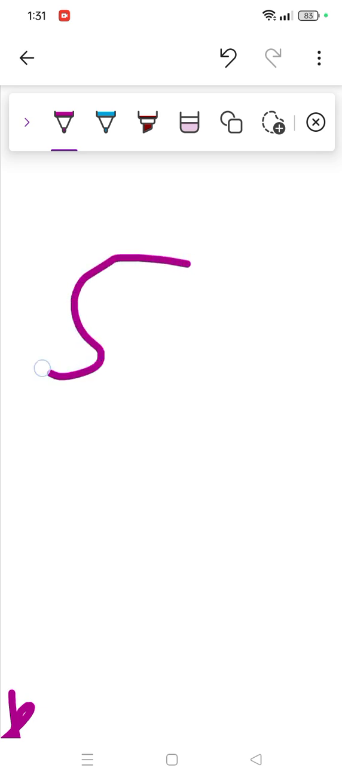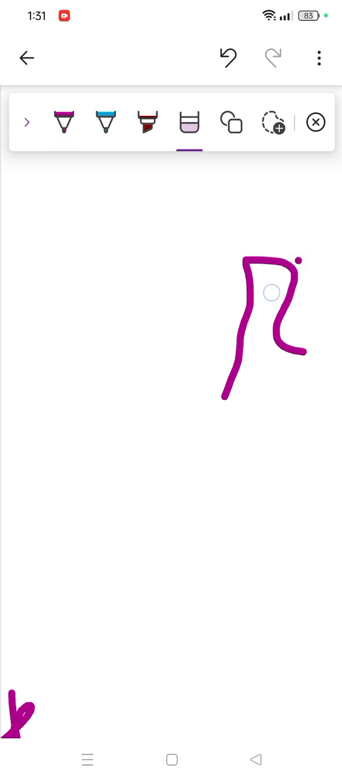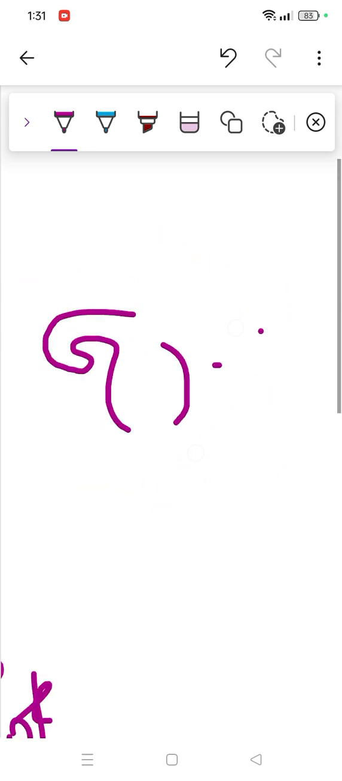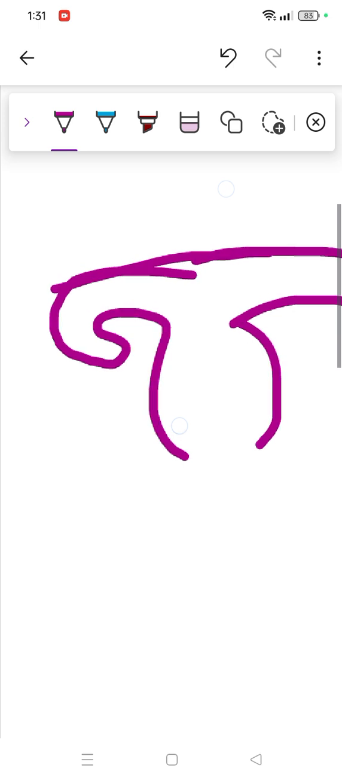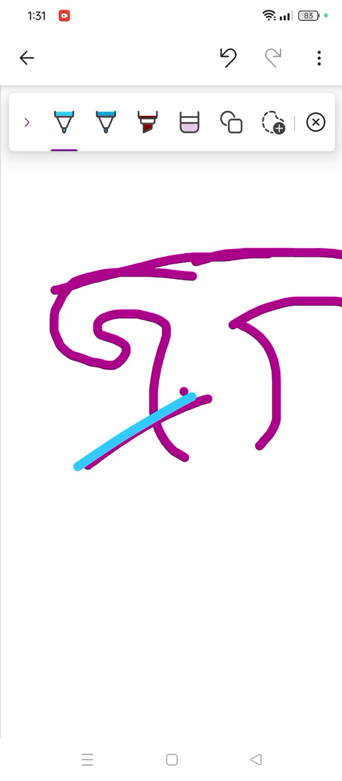Now let me make a picture so that you understand it very nicely. Okay, so here we know is the uterus. Then the sperm, and they got fertilized over here.